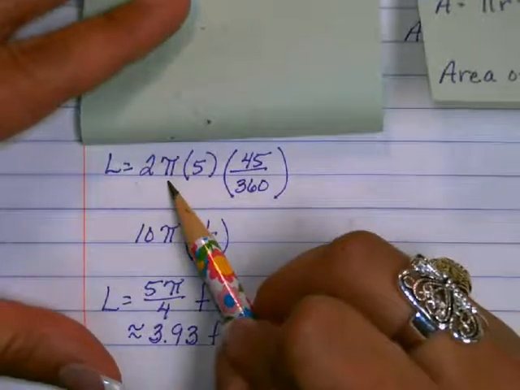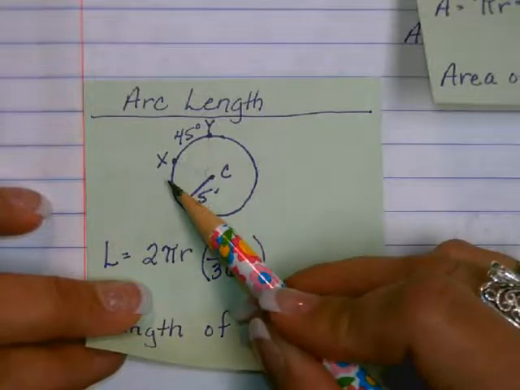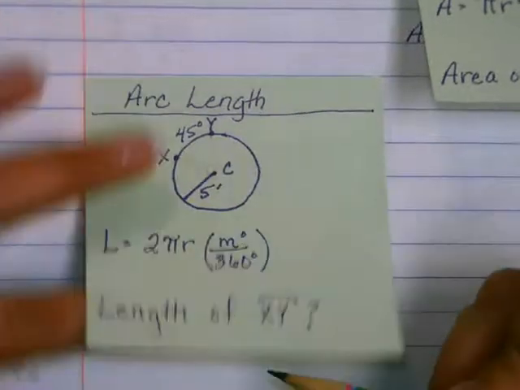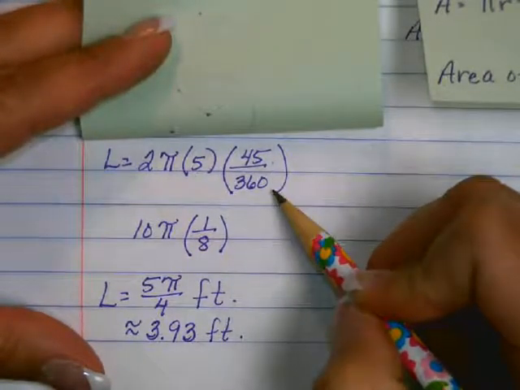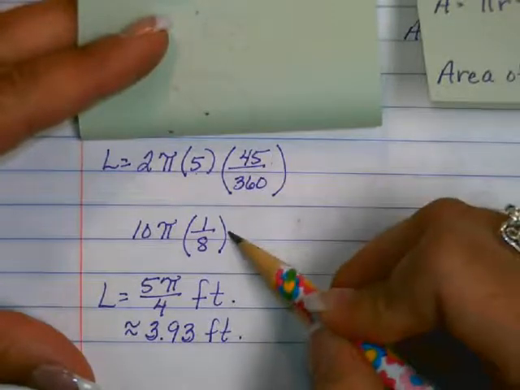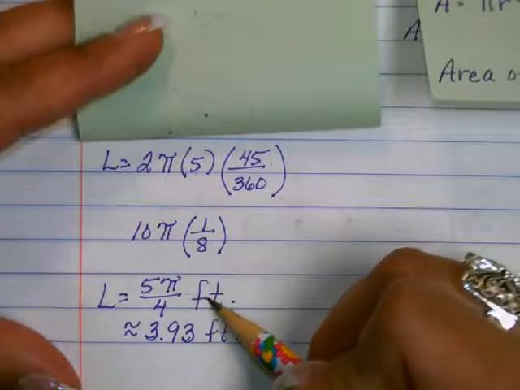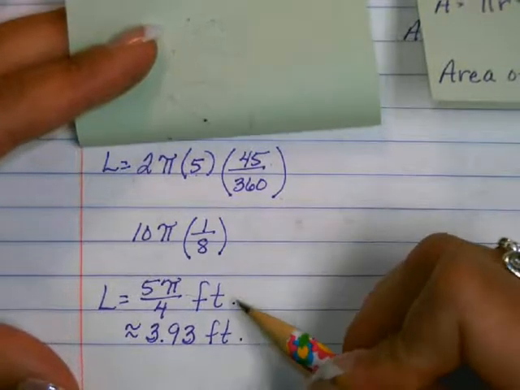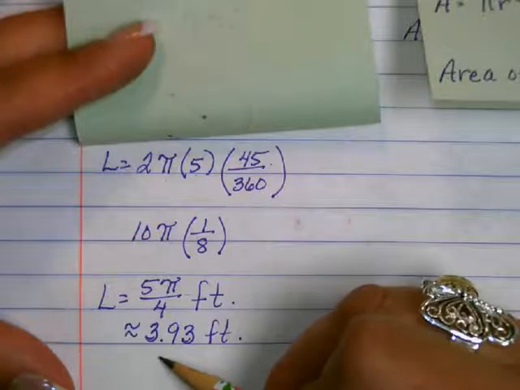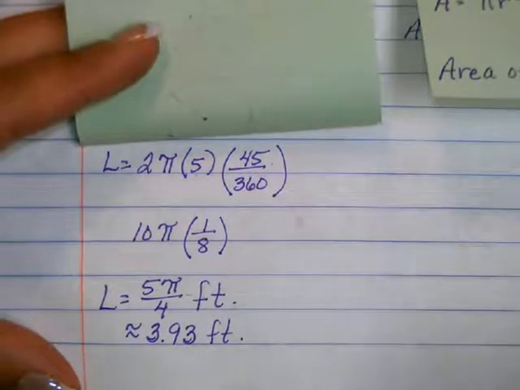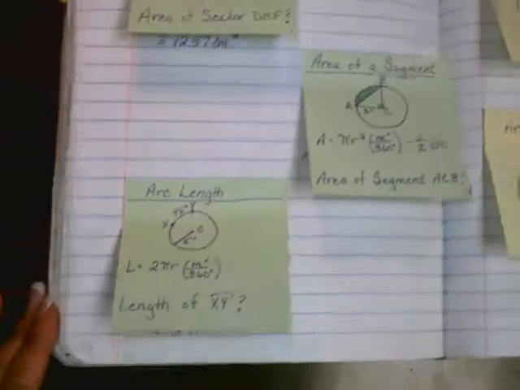So 2 pi times the radius, which was 5. Okay, even though that's way down here, remember the radius is the same no matter where it is in the circle. So 2 pi times 5, times 45 over 360, that was the angle they gave me over 360. I reduced my fraction to 1/8, and I end up with 10 pi over 8, which reduces to 5 pi over 4 feet. Notice it's not feet squared, because we're only looking for a length, a distance around the circle, not the area. And if I need it in a decimal, it's about 3.93 feet is the length of your arc. All right, that has finished up the section of 11.3.